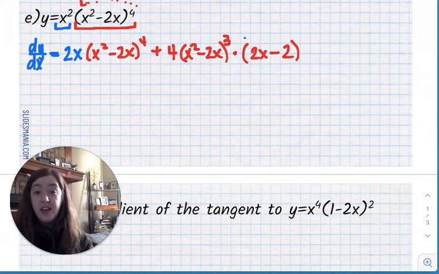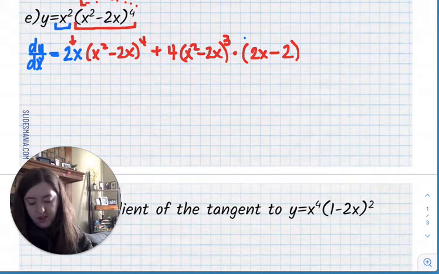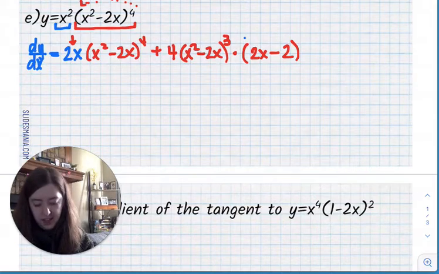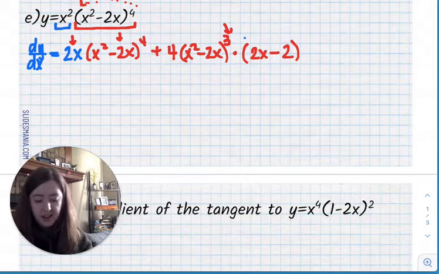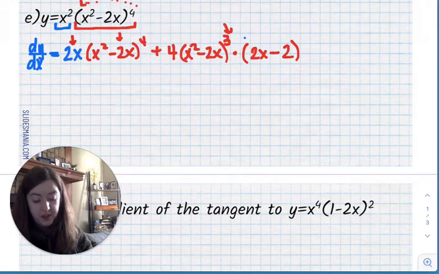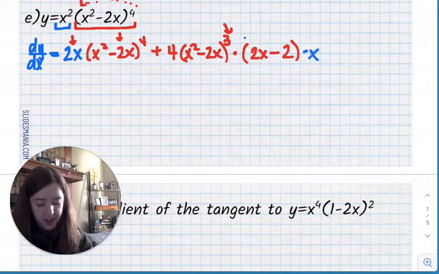So here's what we have so far. The derivative of the first times the second plus the derivative of the second. Now we need to take that times the first. So we're going to multiply that by x squared.